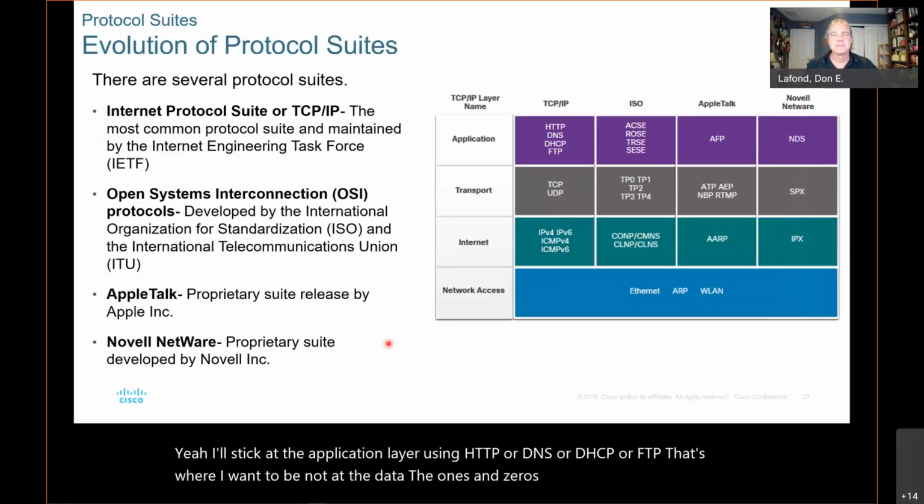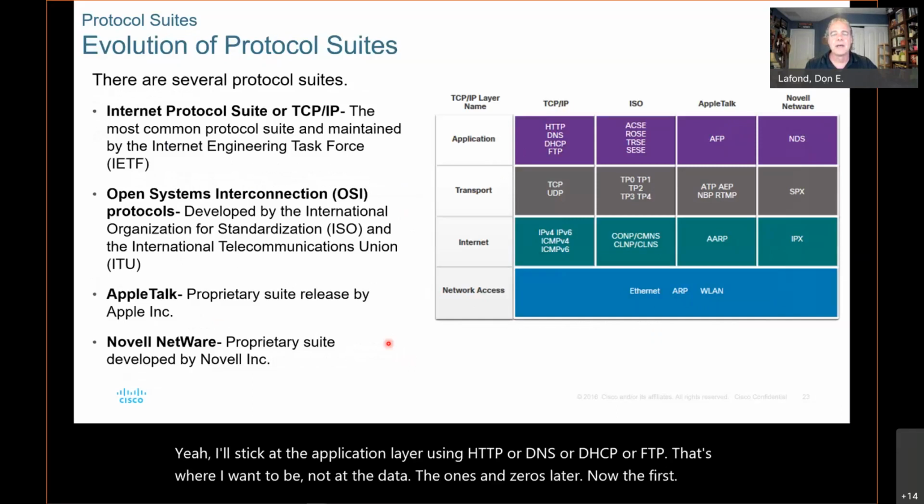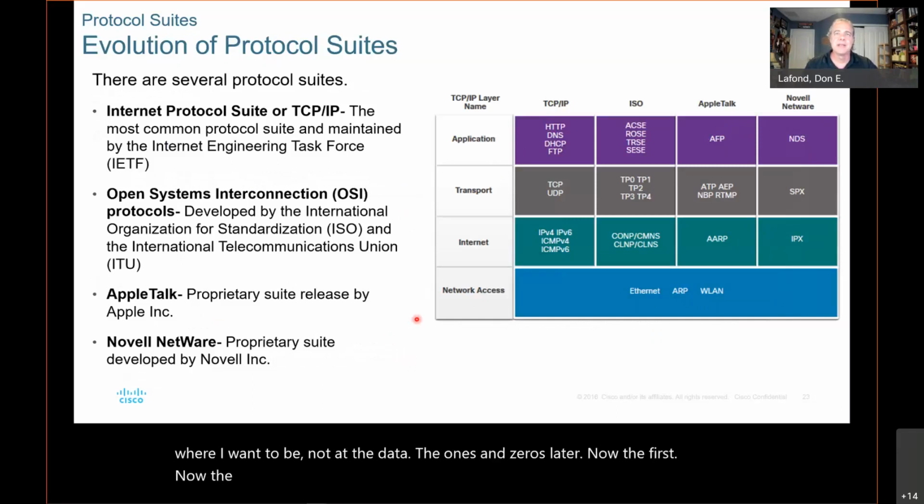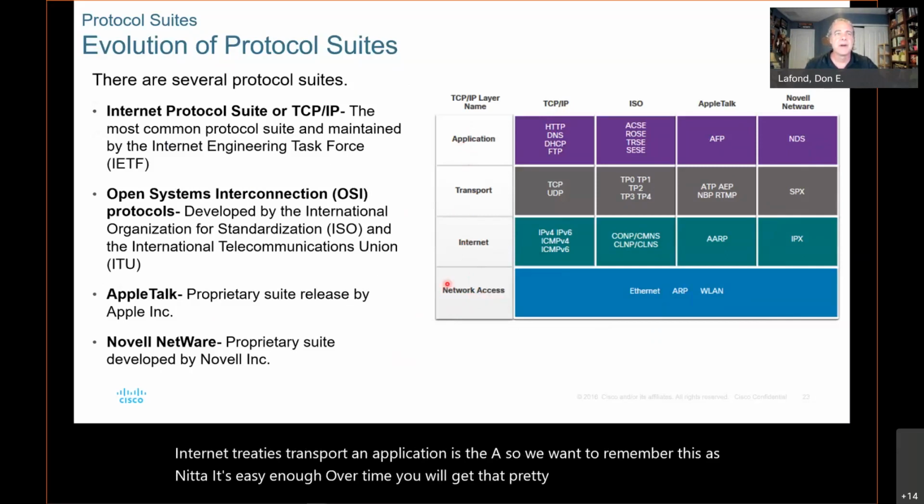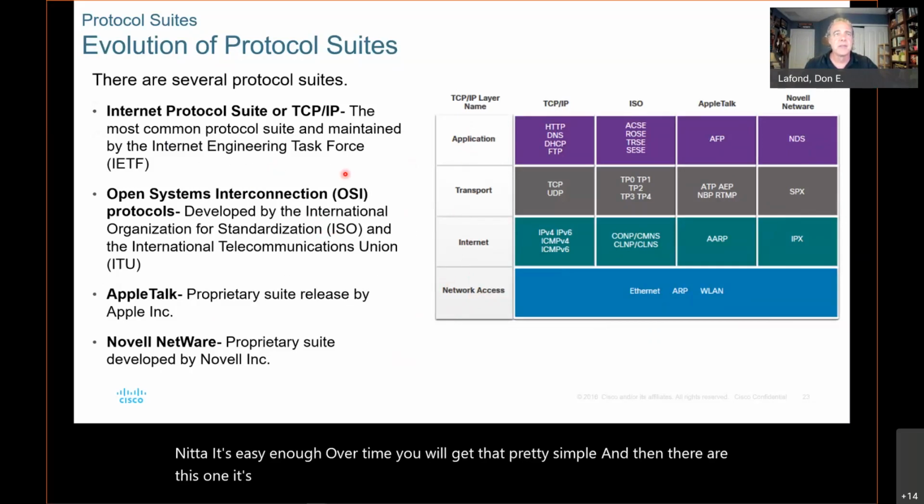Now, the first model they show you is NITA. It's network access. That's the N. I is internet. T is transport, and application is the A. So you want to remember this as NITA. It's easy enough. Over time, you will get that pretty simple. And then there is this one. It's an open protocol. The most common protocol suite, and it's maintained by the Internet Engineering Task Force, the IETF.